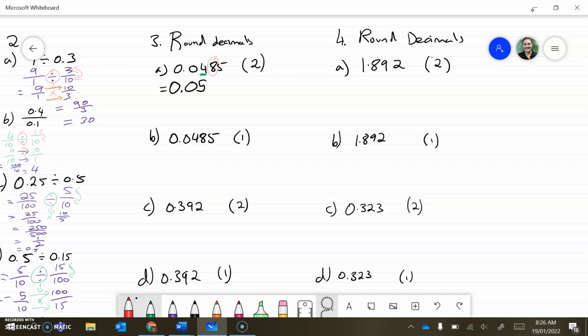Our next one, we want to round to 1 decimal place. So I'm having a look at that first decimal place. I'm circling the number straight to the right of it. Now 4 is less than 5, so that doesn't change the value. So here our solution is going to be 0.0.